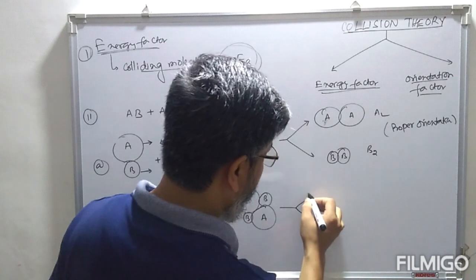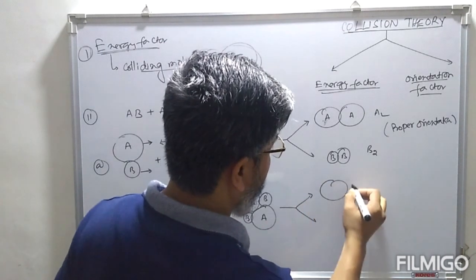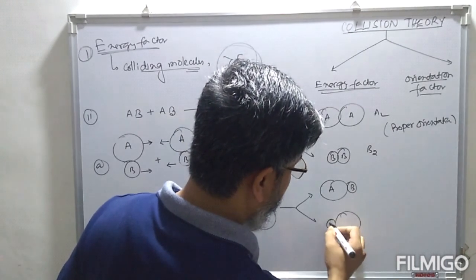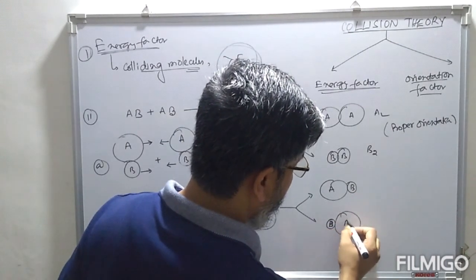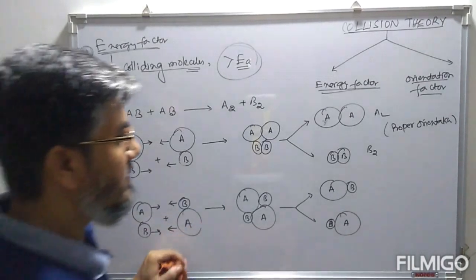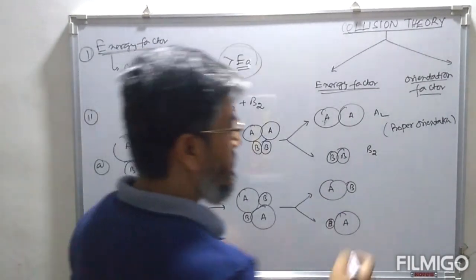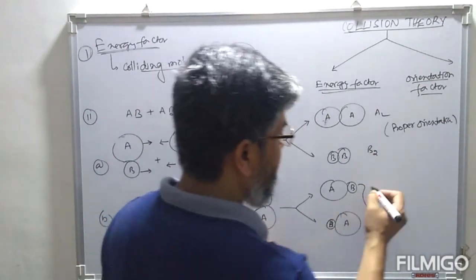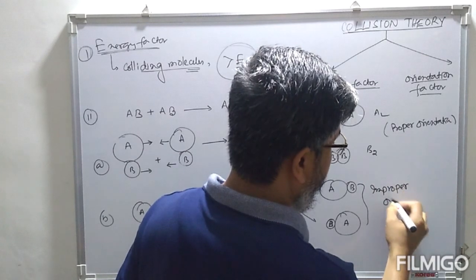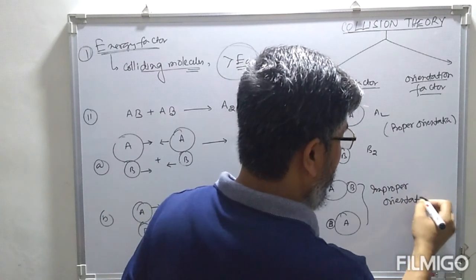So this gives you AB and AB. So look at this, AB colliding with molecule AB, again leading to the product AB and AB. So there is no product formation here. So we say this is improper orientation.